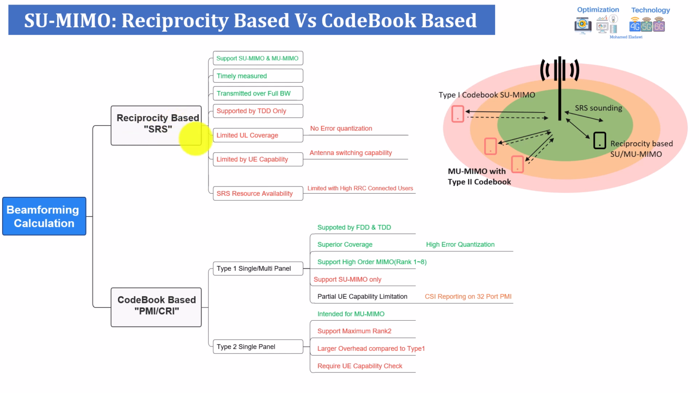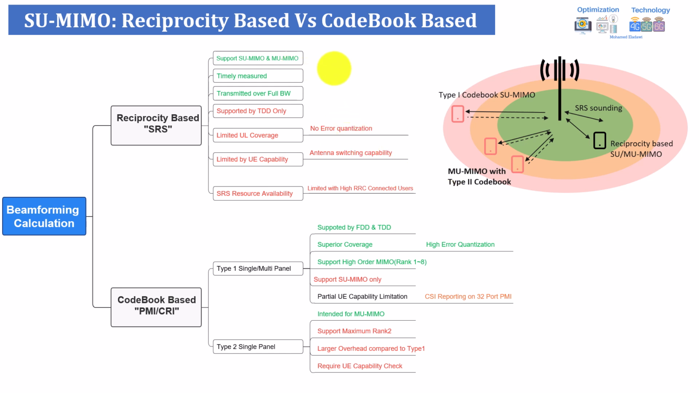But again, this gives much better performance if you are speaking about the cell center or good coverage nearby the site. It is much better than the codebook, especially for single user and multi-user MIMO.